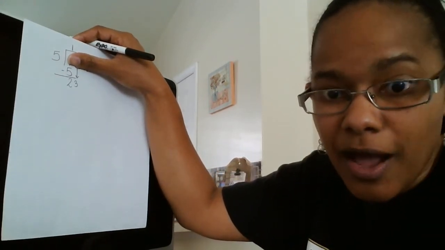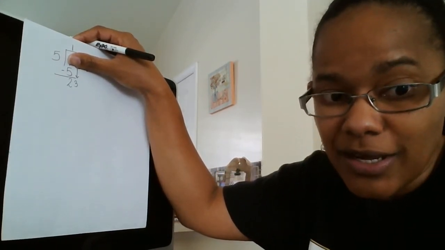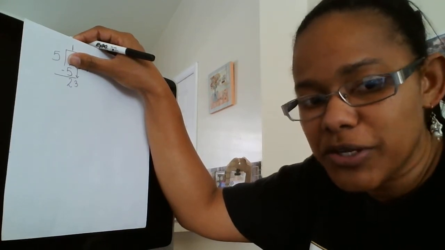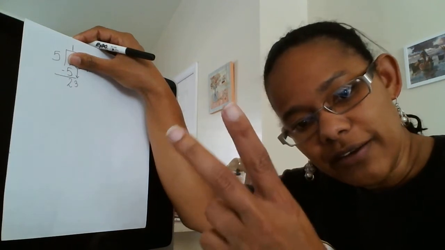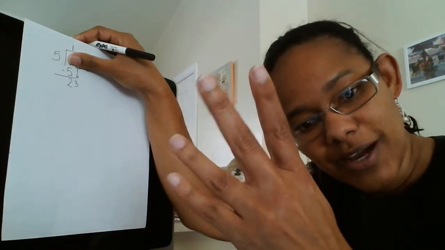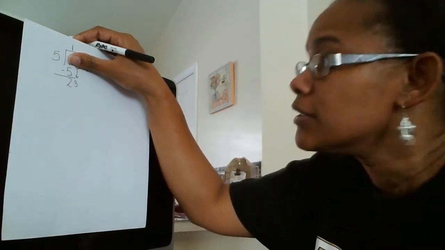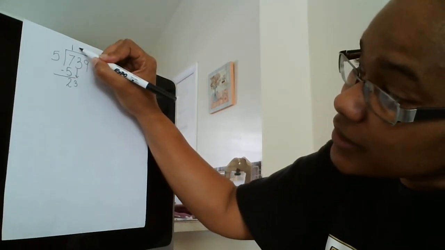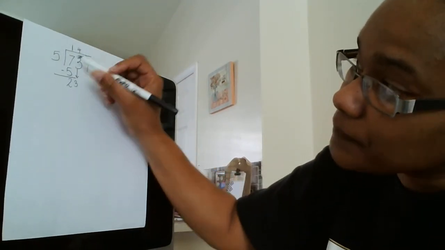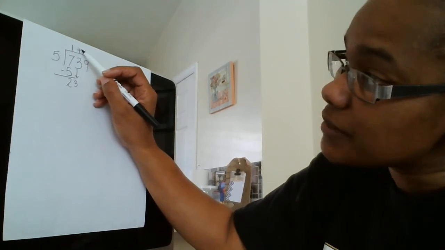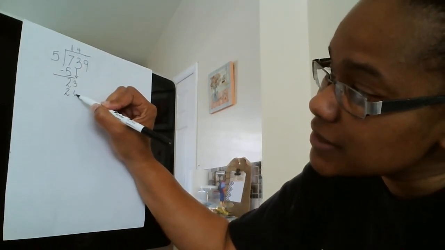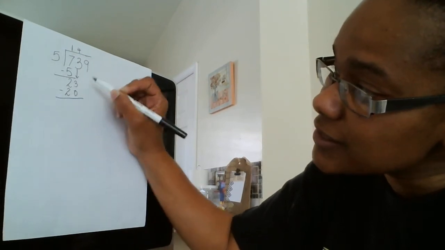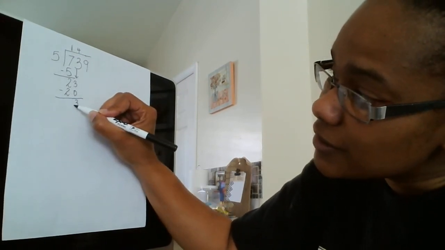I'm looking at that 23, and I'm thinking, how many 5s can I fit into this 23 without going over? So I count by 5s. 5, 10, 15, 20. I know I can fit 4. So I go right above that 3, and I put the number 4. Then I do 5 times 4 is 20. So I put the 20 down here. And I subtract, and this gives me 3.